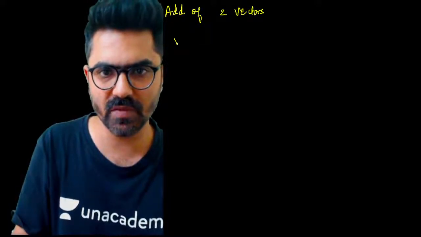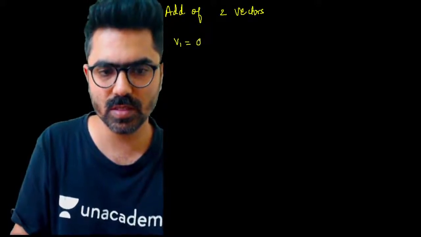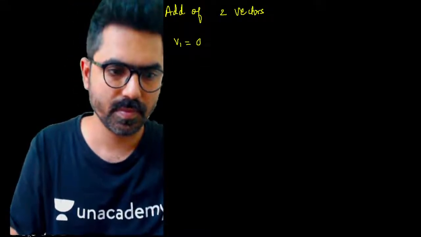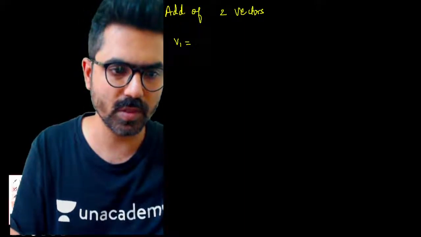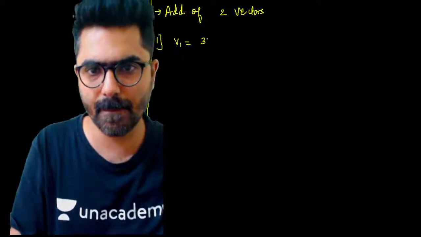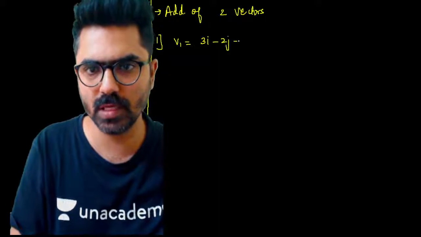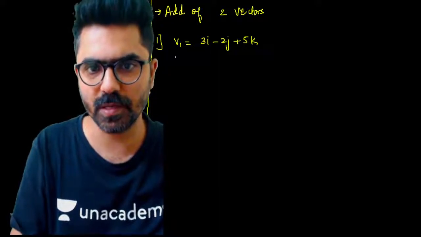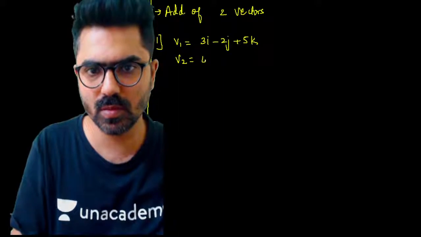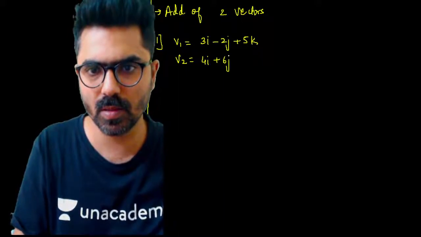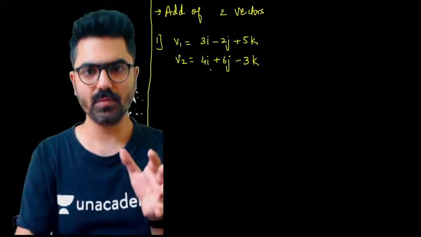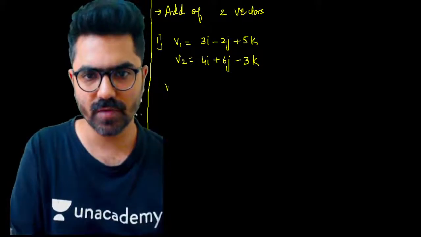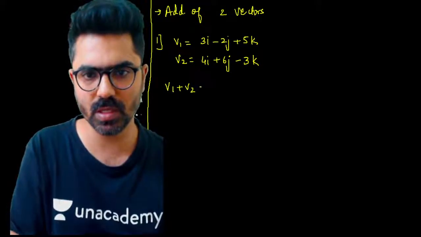For example, let's say we have a vector 1 which is 3i minus 2j plus 5k. Vector 2 is 4i plus 6j minus 3k. This is a given vector, right? And for example, they have asked you to find the addition of these two vectors, v1 plus v2.